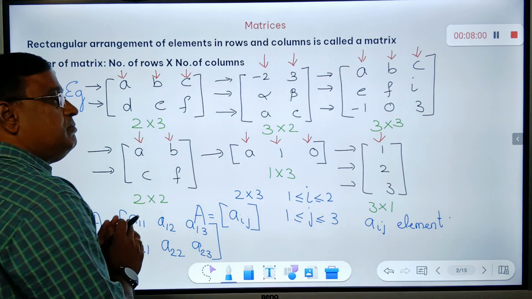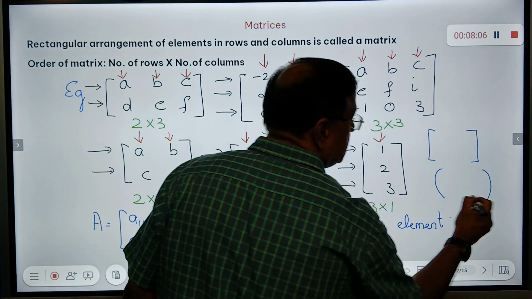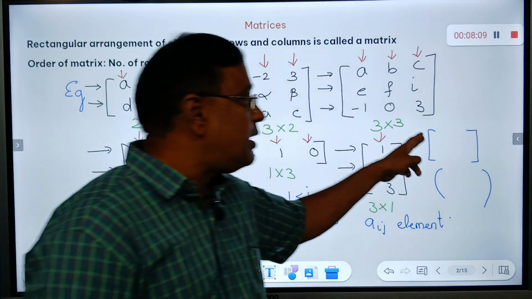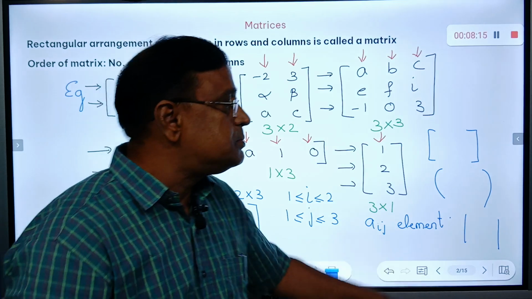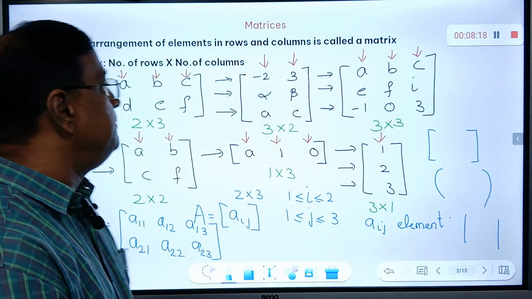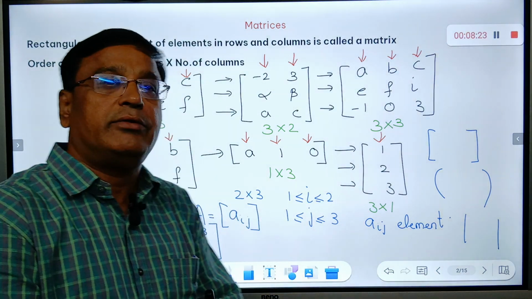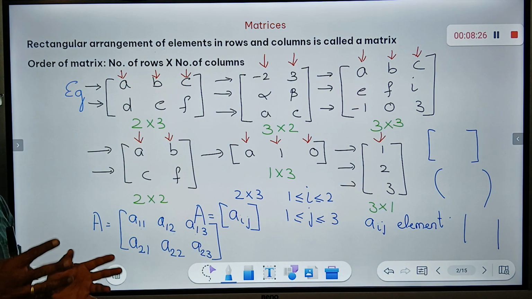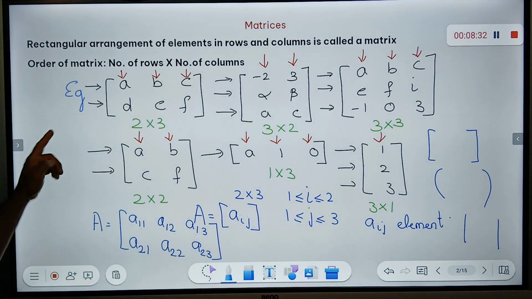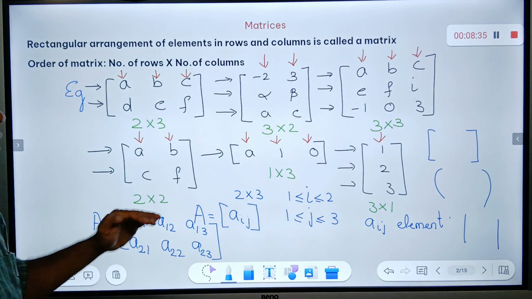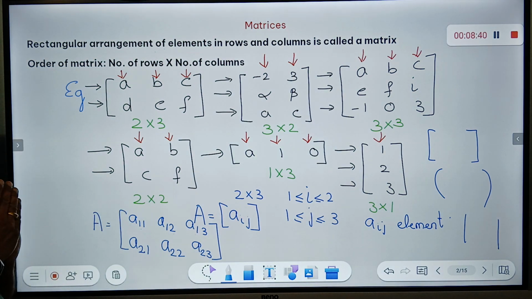And also I want you to remember, a matrix can be enclosed by a square bracket or a curved bracket. Okay, you can enclose it by a square bracket or a curved bracket. Do not use parallel lines, because that comes under determinant. We'll discuss that later. So I hope this part is clear to you. A rectangular arrangement of elements in rows and columns is called a matrix, and the order of a matrix is number of rows by number of columns. And I have given you various examples of matrix, and I have also talked about what is a row and what is a column, the order of a matrix, and how you represent a matrix in general.